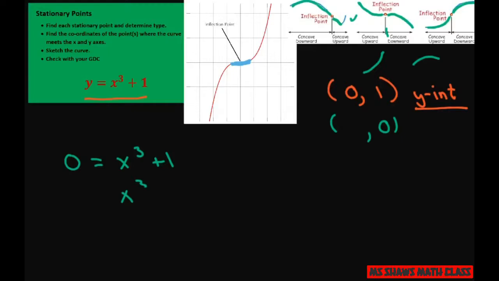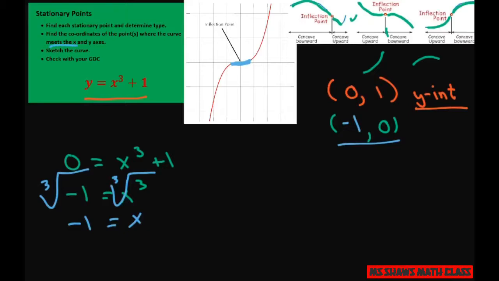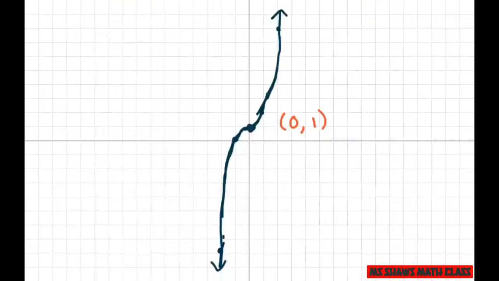So x cubed equals -1. You cube root both sides, and you get x equals -1. So this will be -1, and that's where it crosses or meets the x and y axis. So this point here is where it meets the x-axis. That's (-1, 0). This is where it meets the y-axis.